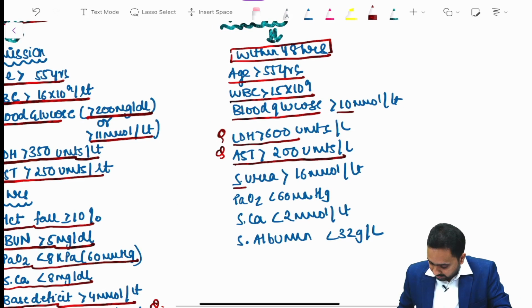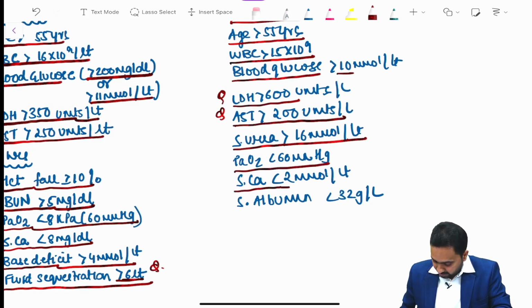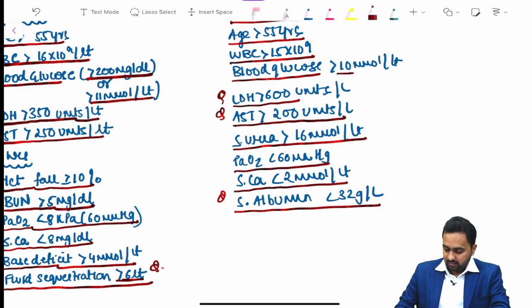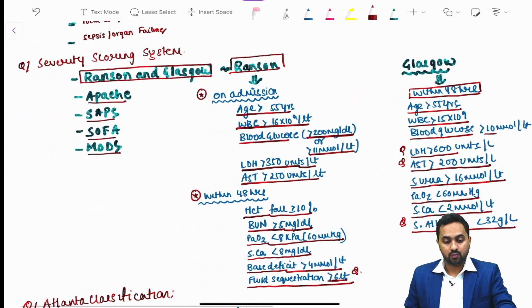Then we have your serum urea more than 16 millimole per liter, PaO2 less than 60 mm of Hg, serum calcium less than 2 millimole per liter, and serum albumin less than 32 gram per liter, right. So, these are your severity scoring systems.